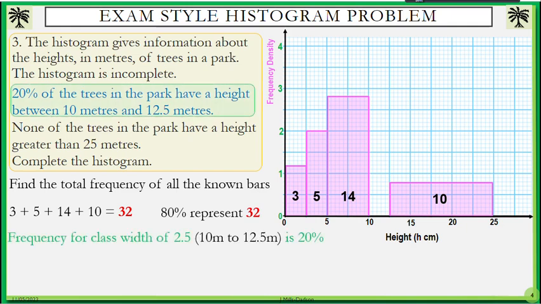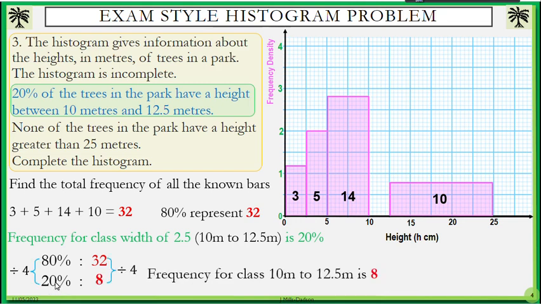With this, we can use the frequency to do a scale to find out what 20% is. So if 80% represents 32, what should 20% be? You can see there's a link. If you divide 80 by 4, that will give you 20%. So we have to do the same on the other side, and 20% will give us 8, which means that the frequency for the class between 10 to 12.5 is 8.